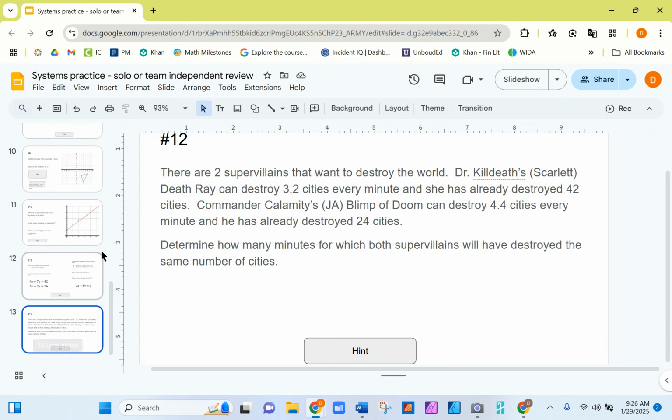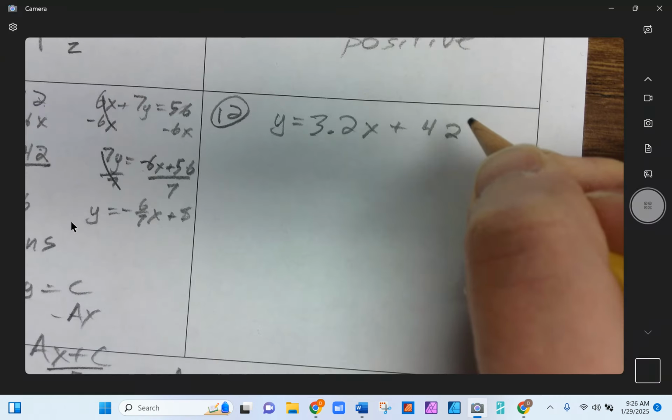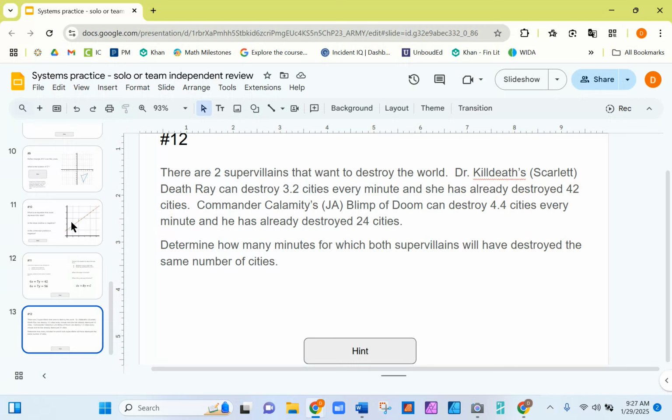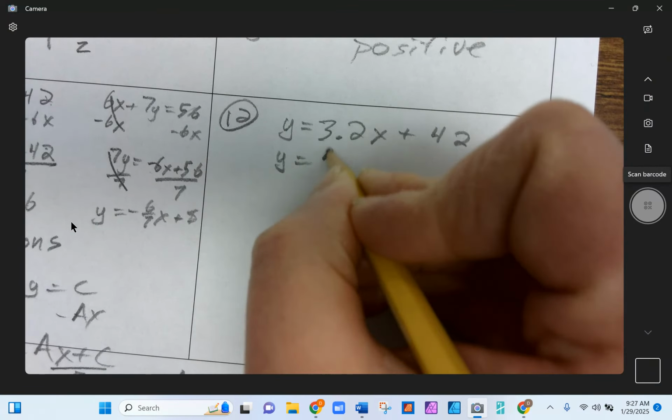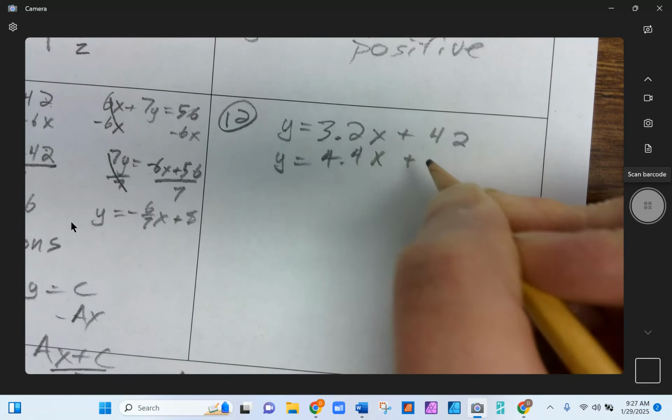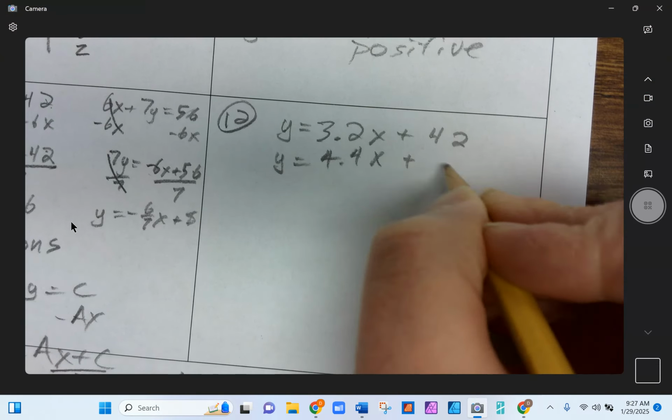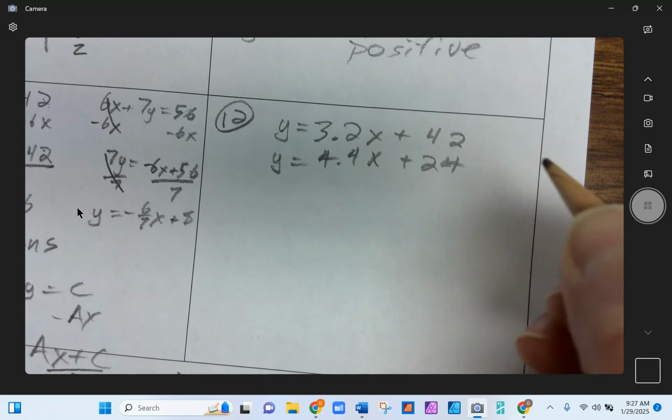Last one, number 12. Two supervillains want to destroy the world. Dr. Killdeath's Desiree can destroy 3.2 cities every minute. She's already destroyed 42. So when we put our equation together, this is going to be y equals 3.2x plus 42. And then for Commander Calamity, his Blimp of Doom can destroy 4.4 cities every minute, and he's already destroyed 24 cities. So y equals 4.4x plus, what was it, 24? Yeah. So we've got our equations right here.